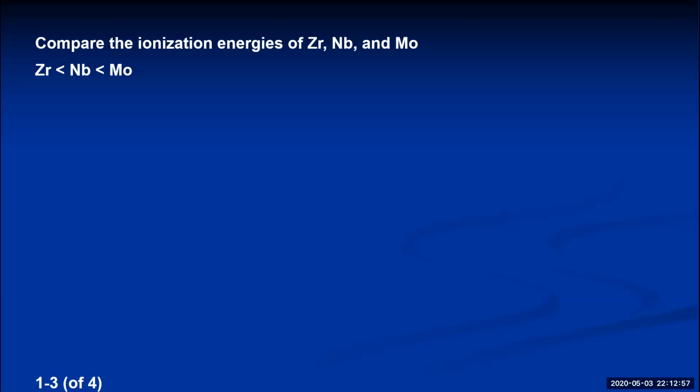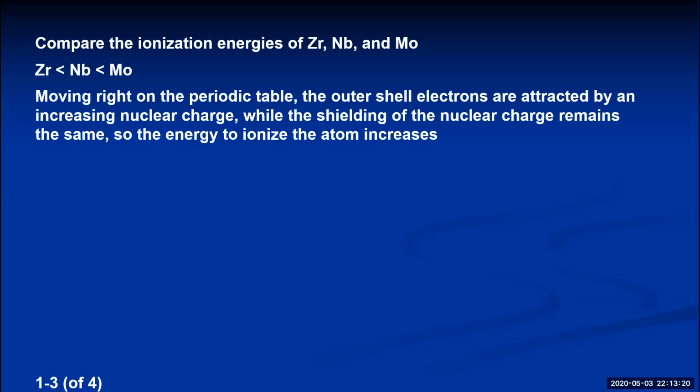The only factor that would influence any one of the periodic trends, in this case ionization energies, would be the nuclear charge. And as you go from zirconium to niobium to molybdenum, you're increasing the number of protons in the nucleus, which means that higher charged nucleus is going to hold onto the electrons more tightly, which means it takes more energy to pull them off. So the ionization energies increase. So moving right on the periodic table, the outer shell electrons are attracted by an increasing nuclear charge, while the shielding of the nuclear charge remains the same. This results in the energy needed to ionize them to increase as well.